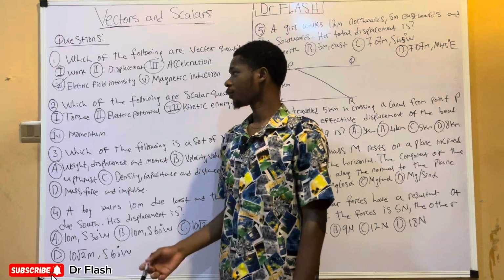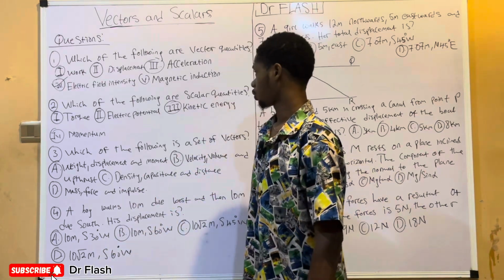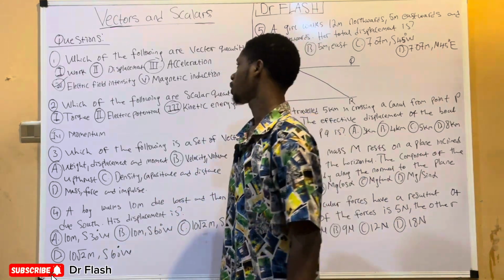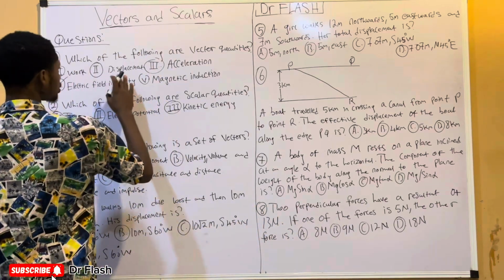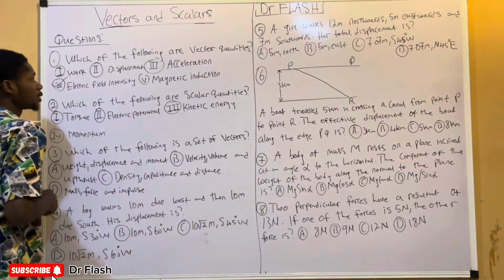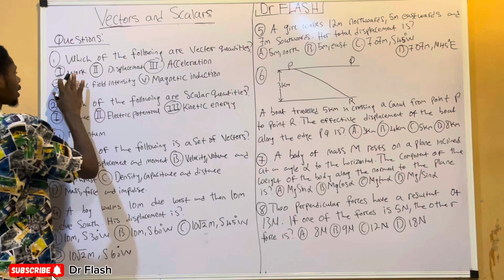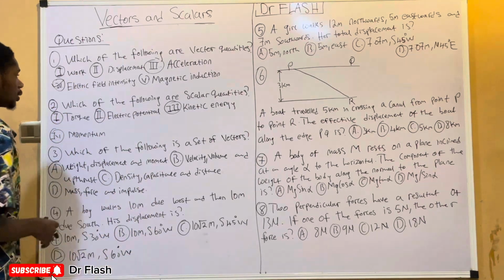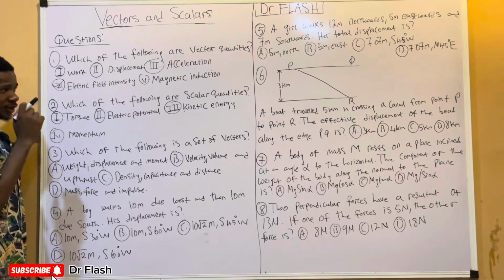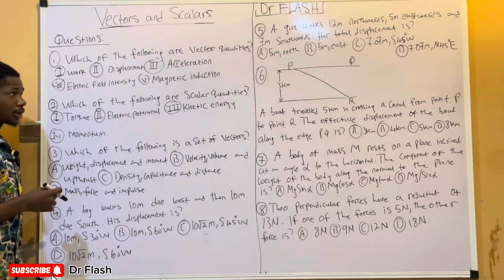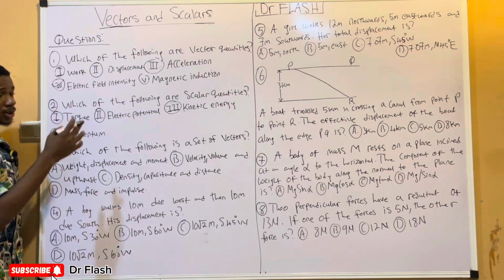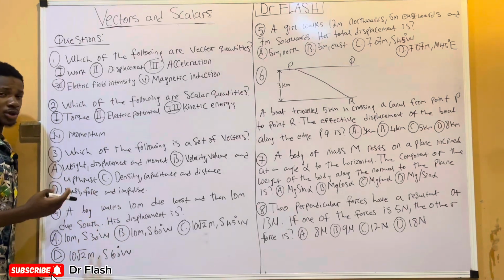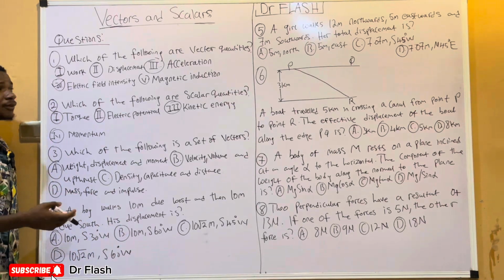Okay, we're going to be solving some of these problems on vectors on the board. Take note. The first one says, which of the following are vector quantities? We have work, displacement, acceleration, electric field intensity, magnetic induction. Now, I listed some examples of vectors. There might be some that I did not list here, but answering this question, you should get to know them or add them as vector quantities.